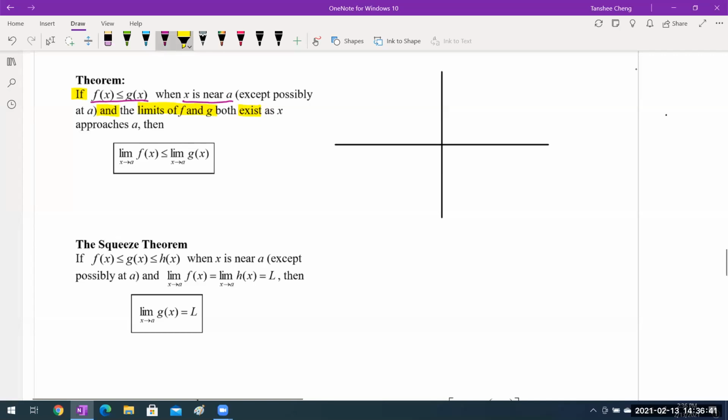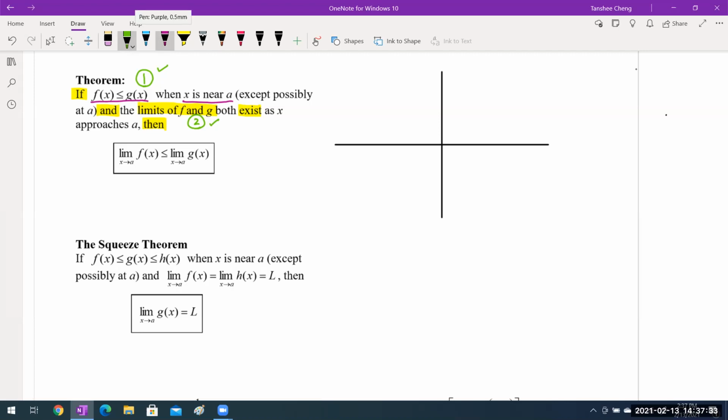So in this conditional statement, we need to first satisfy two criteria. One is f must be smaller than g around where we want to find the limit. And for both g and f, the limit must exist. Only if those two conditions are met, then we can say that the limit as x approaches a of f will be smaller than or equal to the limit as x approaches a of g. Okay? So this is an if-then kind of statement. And what does that mean? Once again, criteria 1 and criteria 2 must be met in order to use this conclusion part.